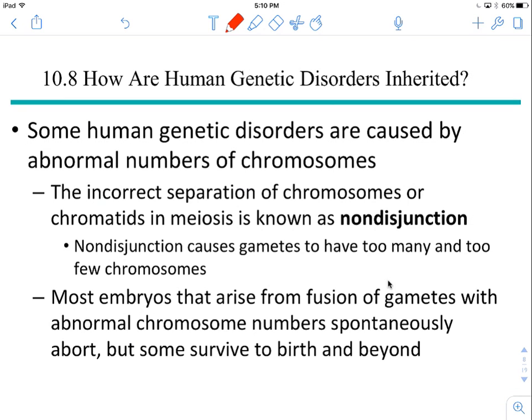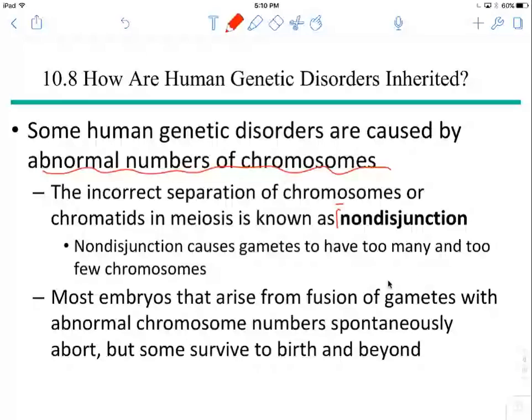Oh, yay, my favorite, non-disjunction. So that's it for sex linkage. And now we're going to look at some other ways that genetic disorders can be caused by just having abnormal numbers of chromosomes. We've talked about this a little bit with trisomy 21, Down syndrome, but we're going to look at what causes this.